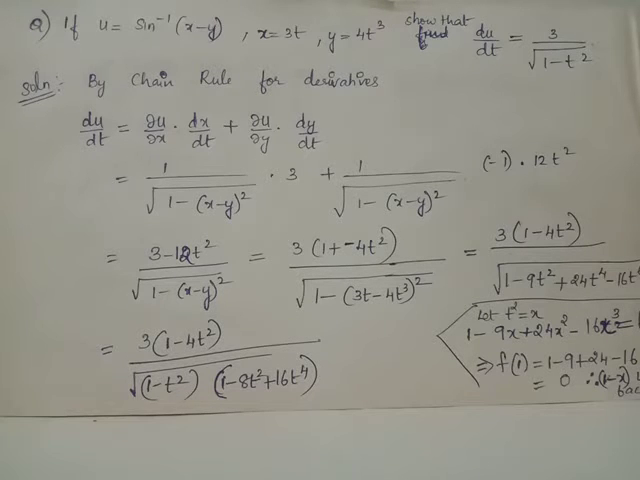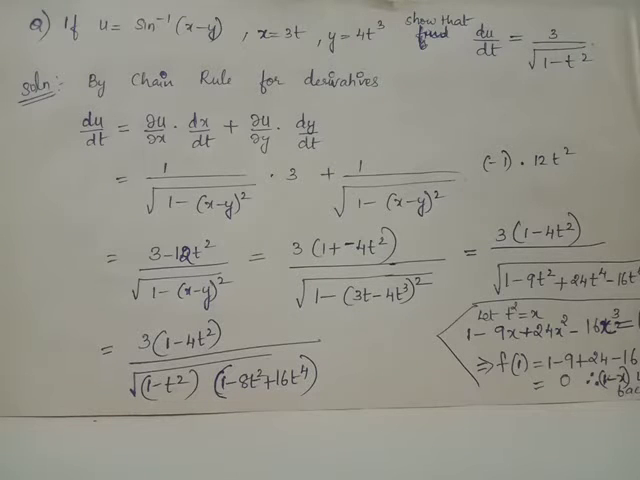Since we have d by dx of sine inverse x equals 1 by root of 1 minus x square, the derivative of sine inverse of (x minus y) partially with respect to x will be obtained as 1 by root of 1 minus (x minus y) the whole square.